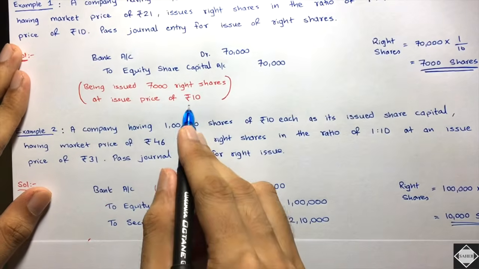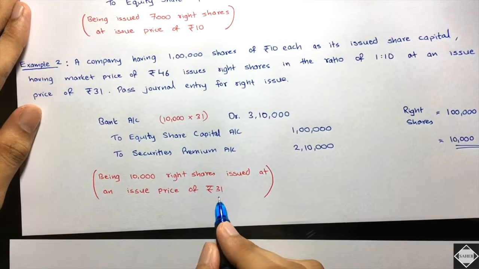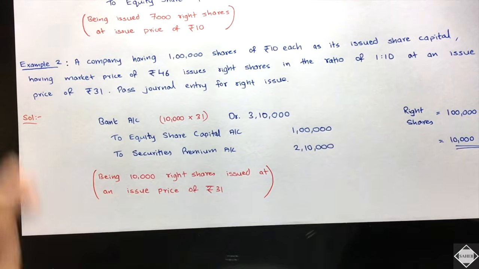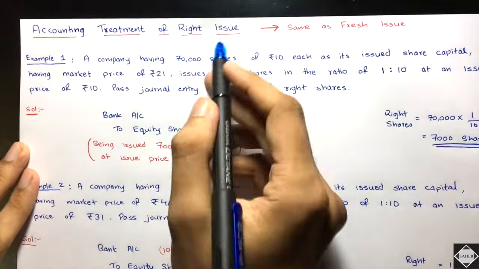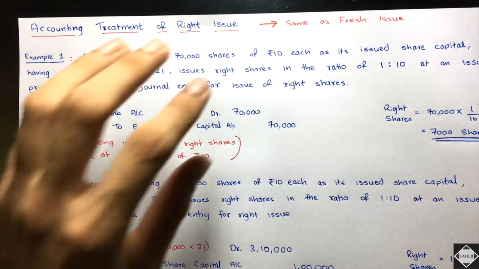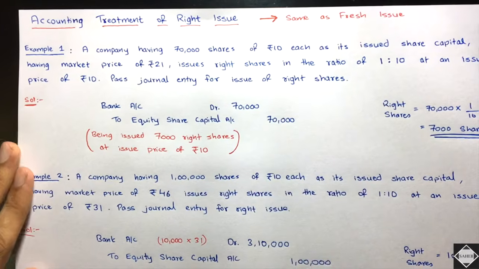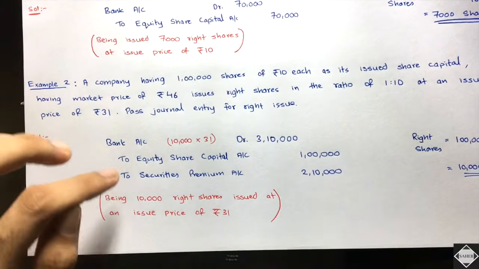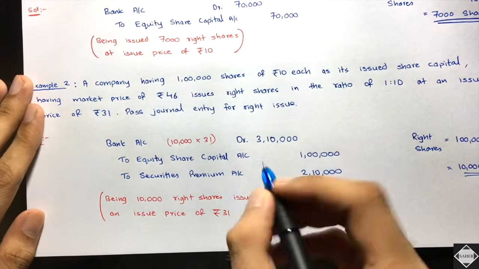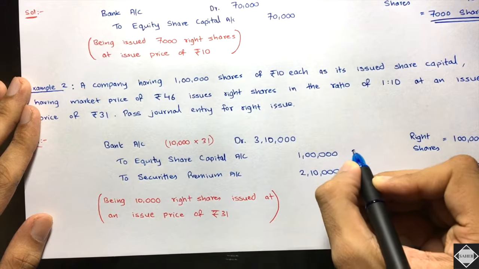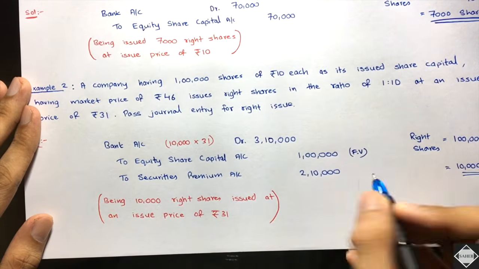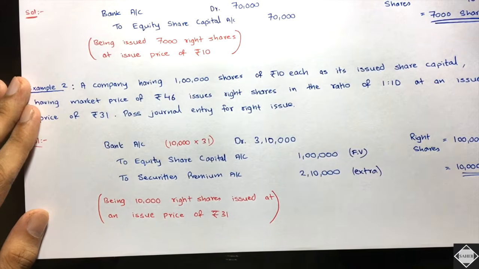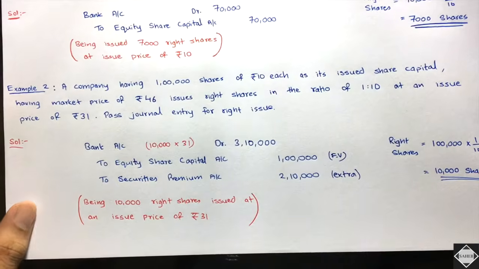Here the issue price was equal to face value. Here it is more than face value. That is why securities premium will come into the picture. That's all the accounting treatment of right issue is. If the right issue is at face value, then bank account to equity share capital. If the right issue is at premium over the face value, then bank account to equity share capital and securities premium. Only the face value will go to capital, and any extra will go to securities premium. Clear? Is that clear? Simple and straightforward. So I hope you have got this.